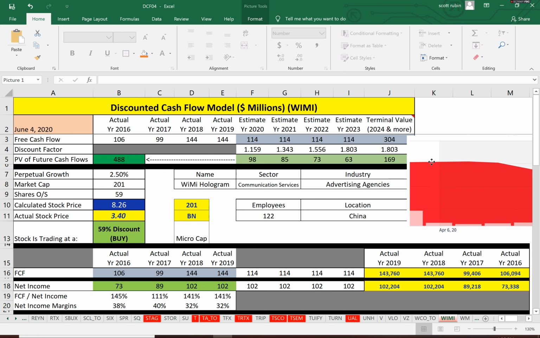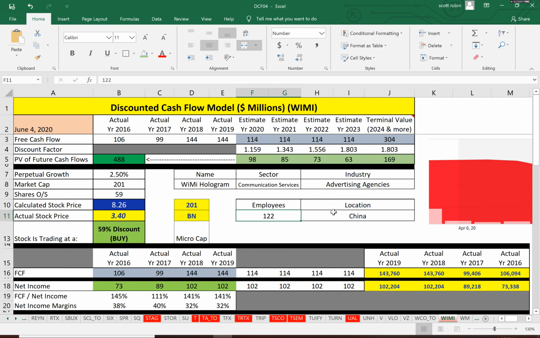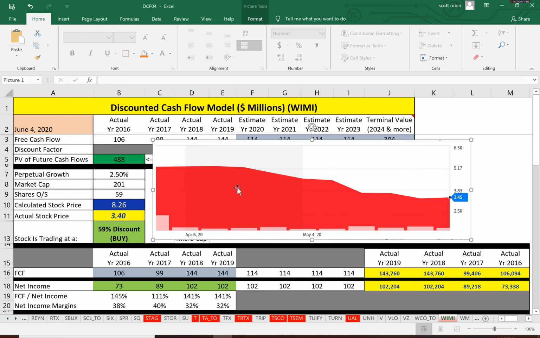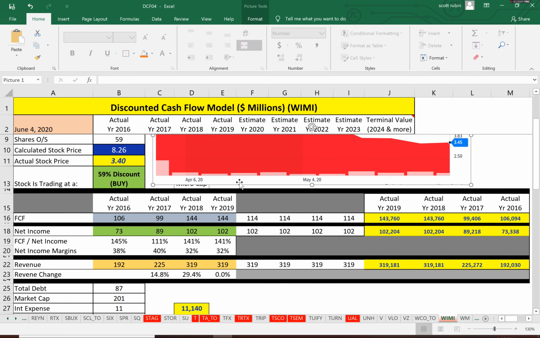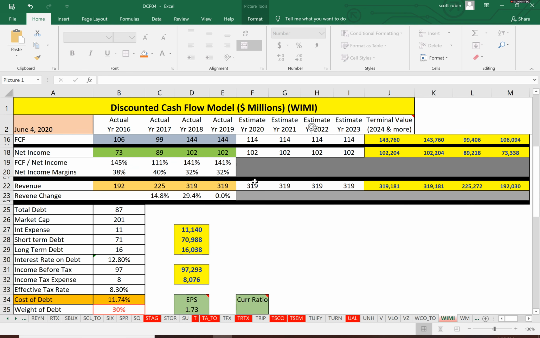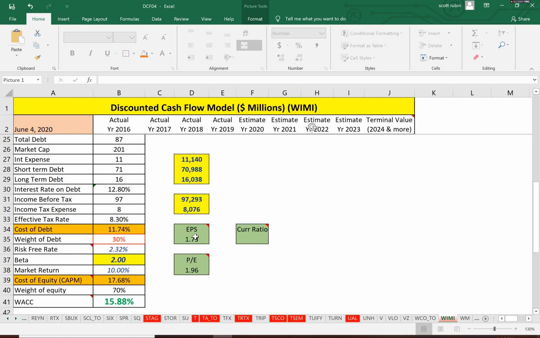Like I said, it's really hard to model these smaller companies, 122 employees, and they're located in China. And I know that could be a concern for some people now investing in Chinese companies. But let's dive a little deeper, see if we could uncover any more information.